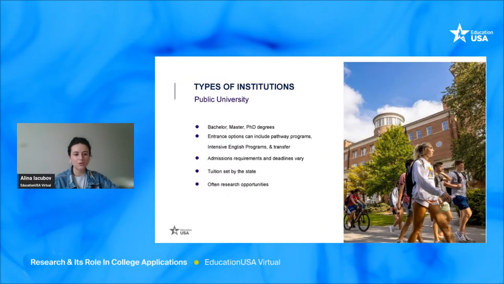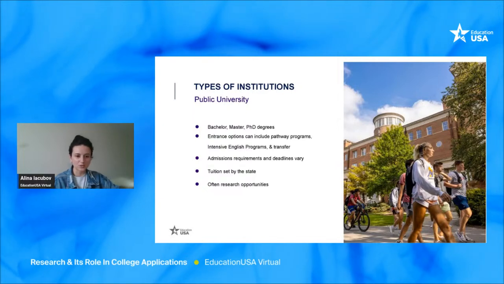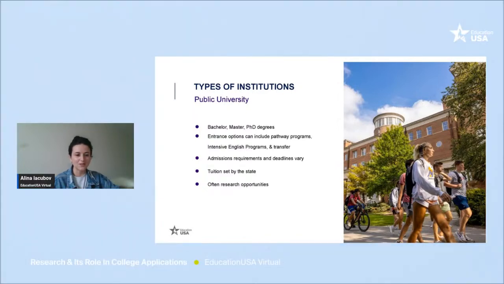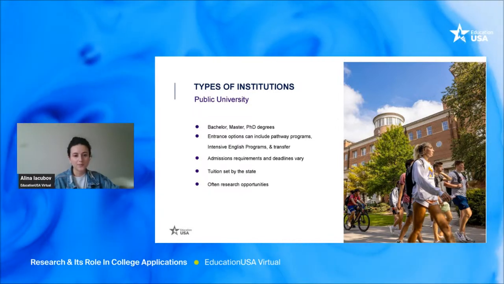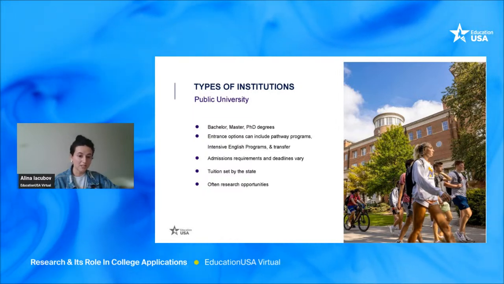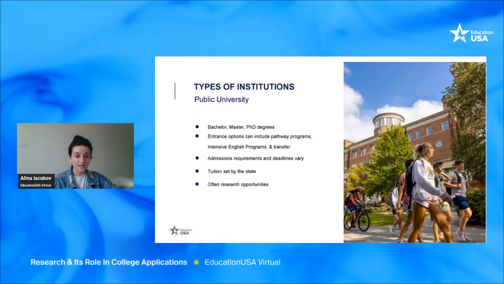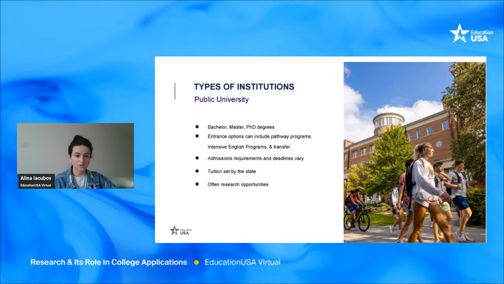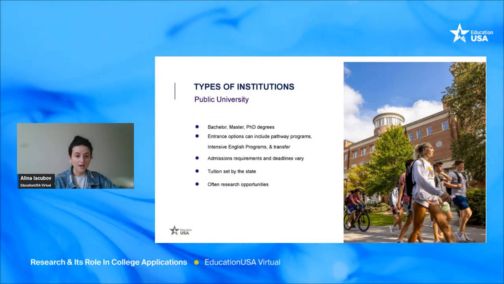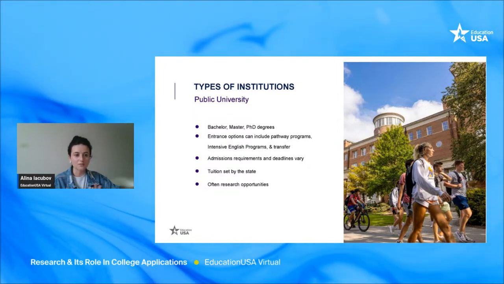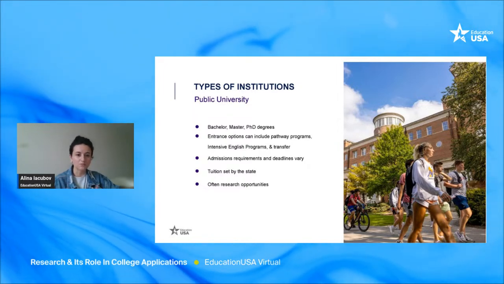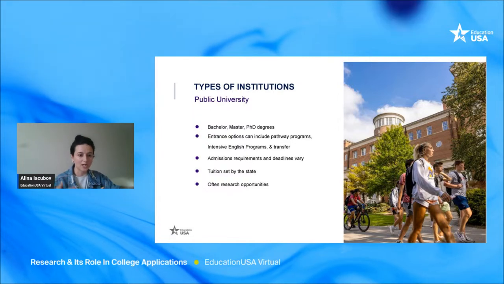So we know, I think, the most popular types of institutions among our international students are public university and private university types. So the public university gives you the option to apply for bachelor, master, PhD degrees. The entrance options can include pathway programs, intensive English programs, and transfer. The admission requirements and deadlines vary, but normally the application process would start in November. Sometimes they have rolling admissions, so you can apply anytime, like also community colleges, which Aina mentioned before.